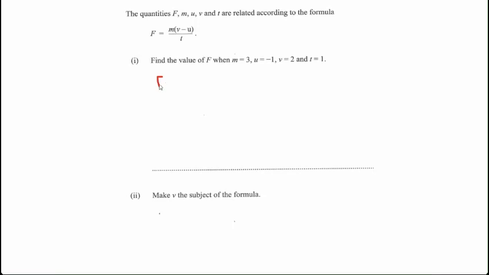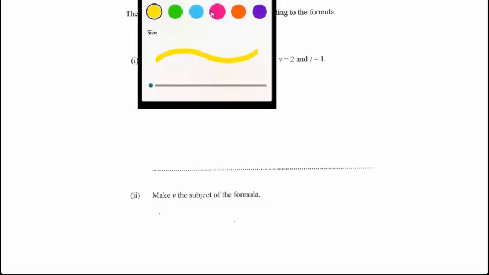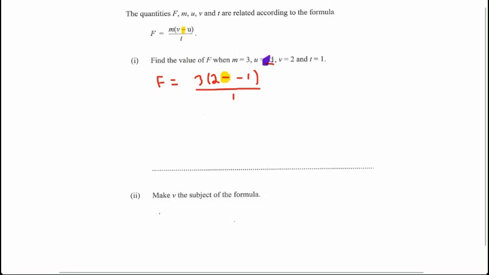So f is equal to m, so just put a 3, open bracket, v is 2, take away u, and u is -1, so we write -1, close bracket, over t, and t is 1. Let's just look at this part here. This negative sign in our original formula is this one here, and the one from the u, let's put that in purple, that negative sign there is the second one. So that's why we have two negatives.